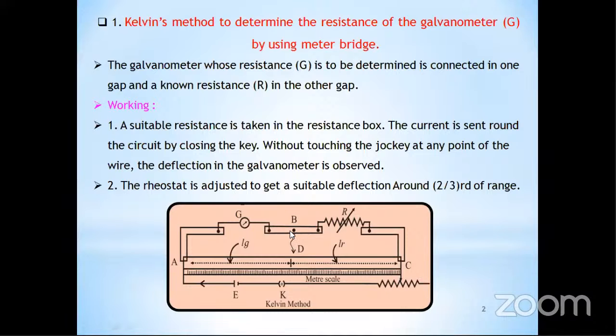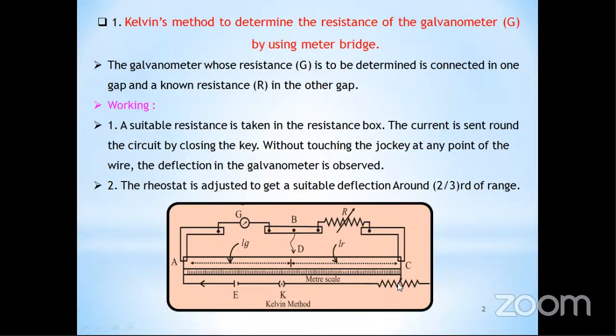Then at this point B we attach the jockey. That means the connection of the jockey is given to this point B. Then this point A, on this potentiometer, or you can say this Western meter bridge, is given to the positive terminal of the battery, and the negative terminal of the battery is given to the plug key K. The remaining terminal of the plug key is given to the rheostat.